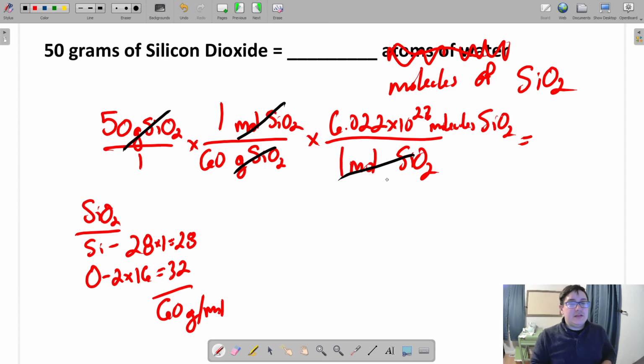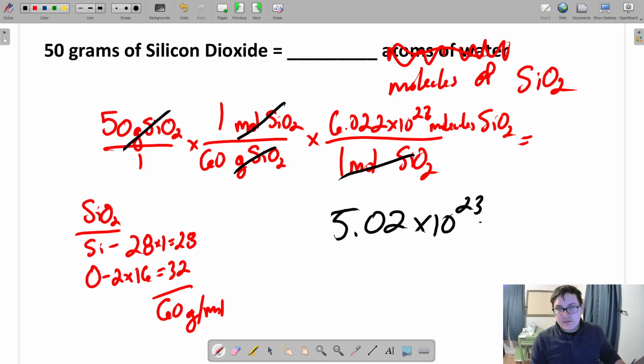So let's figure out what that number is going to be. That's going to be 50 divided by 60 times 6.022 times 10 to the 23rd. And this gives me a final answer of 5.02 times 10 to the 23rd molecules of SiO2, which is a really big number.